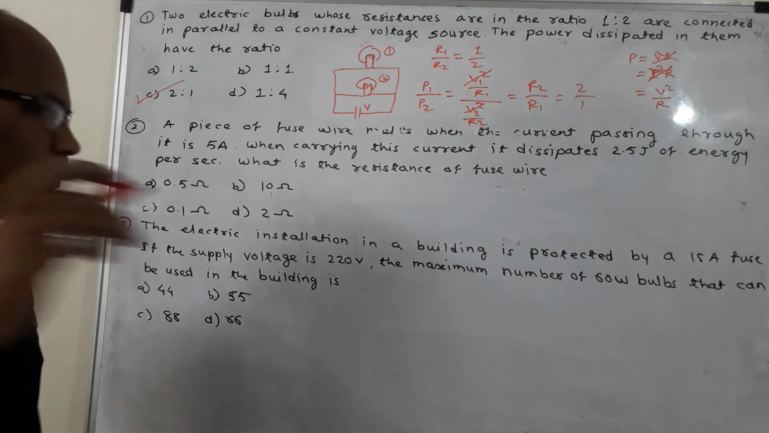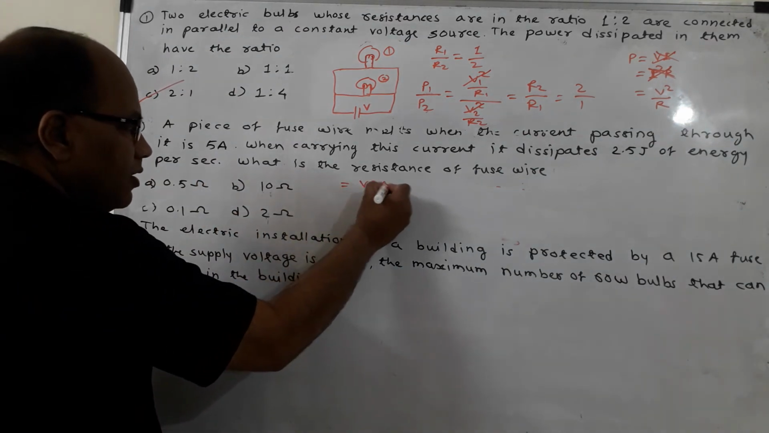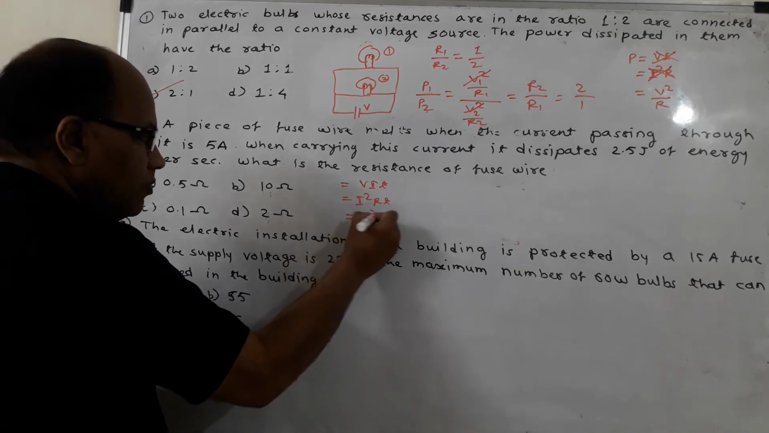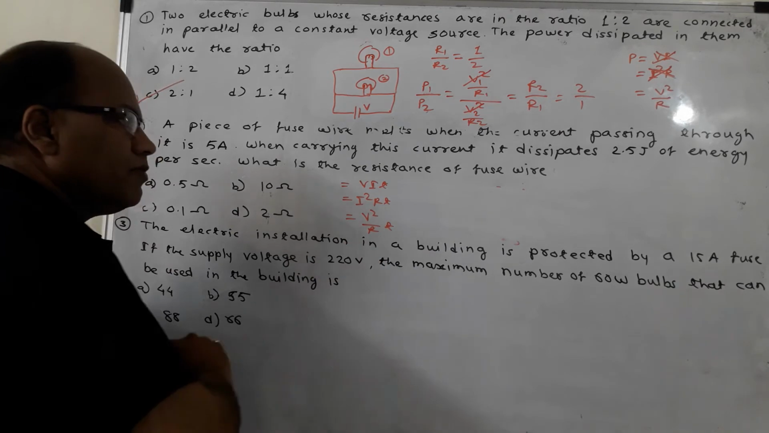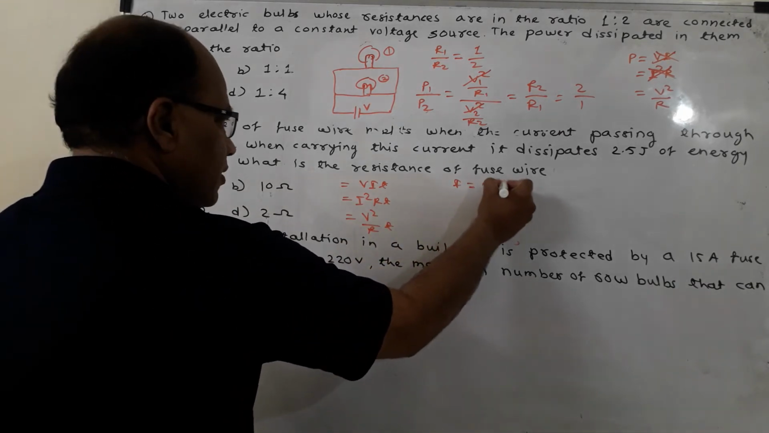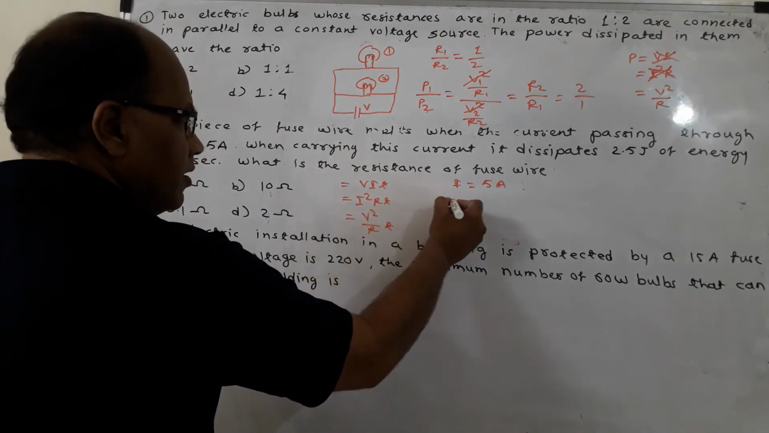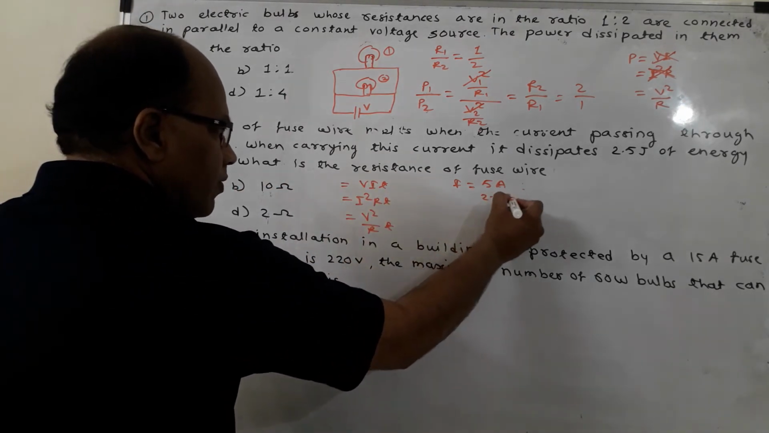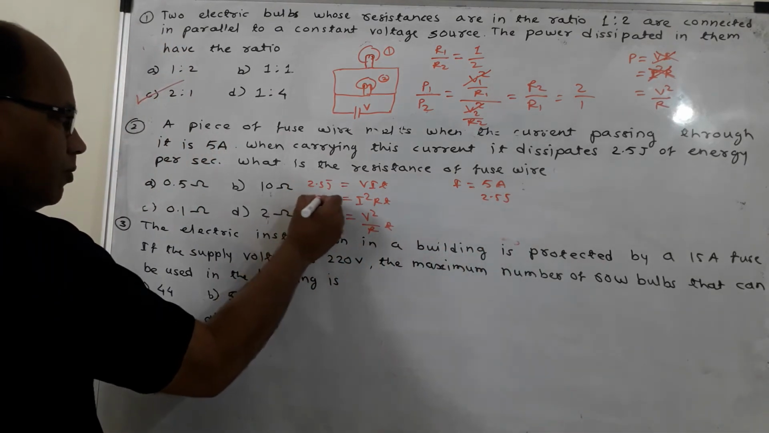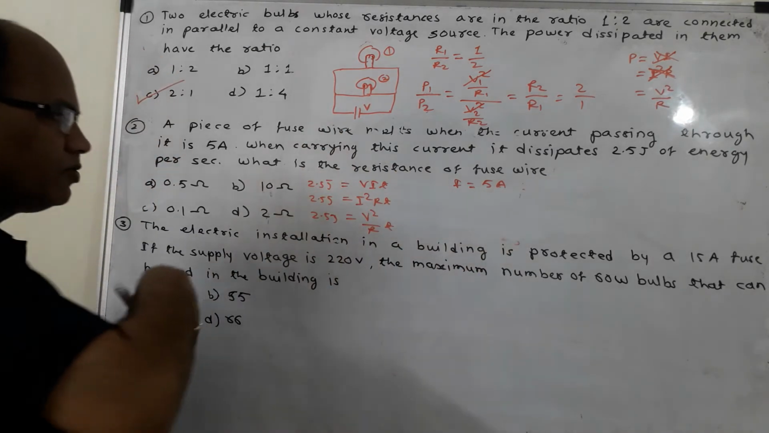We have got three formulae for energy dissipated. First is VIT, second is I square RT, and third is V square divided by R into T. Now current I is given, which is 5 ampere. Then second, energy dissipated is given, which is 2.5 joule, and that means the left hand side is 2.5 joule. So one of these three formulae is to be used.